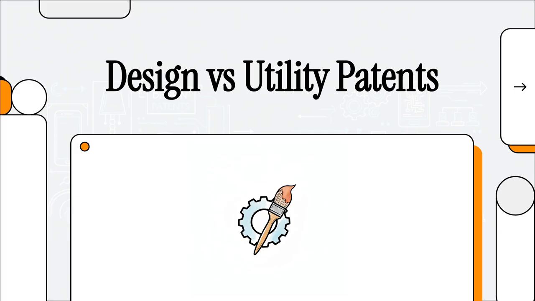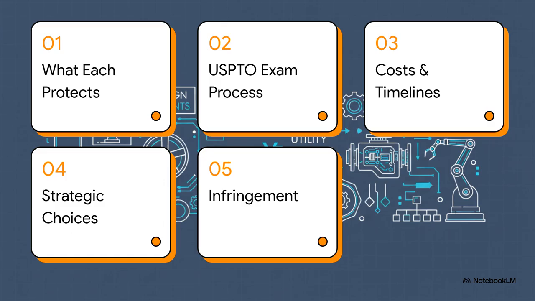So today, we're going to walk through the precise, practical differences between design and utility patents. We'll be walking you through a highly organized, 5-step breakdown today. We're covering what each patent protects, the actual USPTO examination process, the real costs and timelines, strategic choices, and finally, how infringement works in practice.